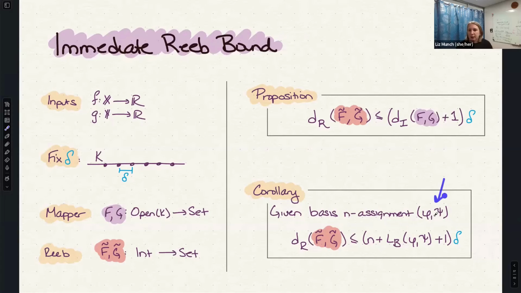And if you give me some sort of basis n assignment for my mapper graph information, that tells me I can figure out what the bound is for those things, and then I promise you that your Reeb graph interleaving distance is upper bounded by this thing, which is just n, came with my input data. This is the basis loss function I came up with. 1 comes from this 1, and then I've got my delta out in front. So in particular, I think there's a lot of potential for using this to have a nice way of computing or approximating the Reeb graph interleaving distance by essentially just deciding how good of a grid structure you want to impose on it and going from there.